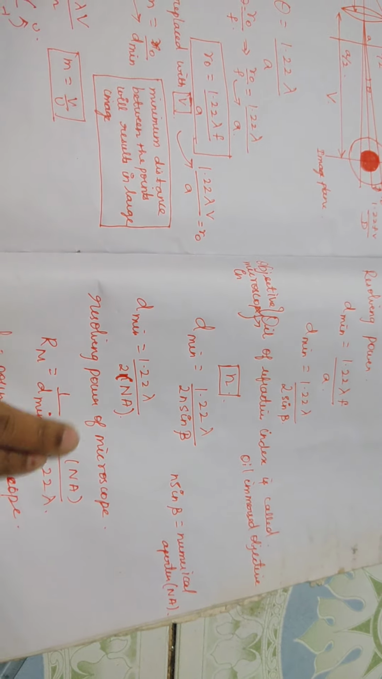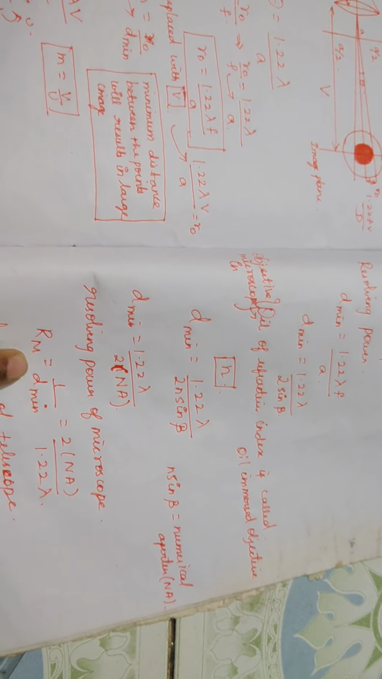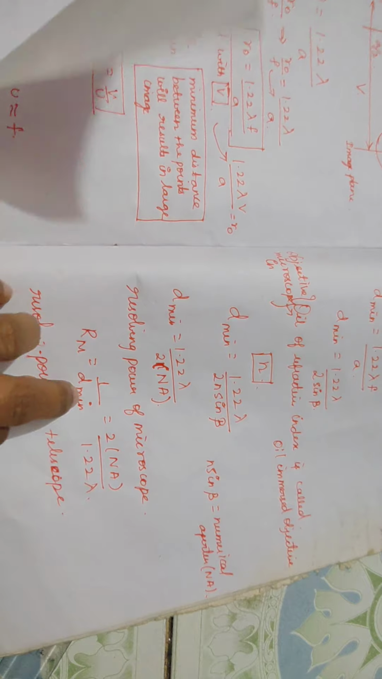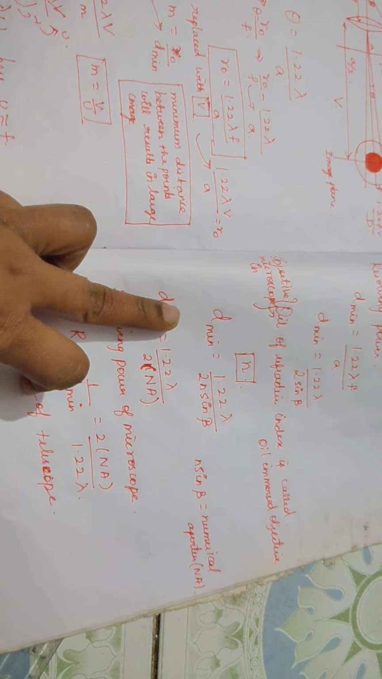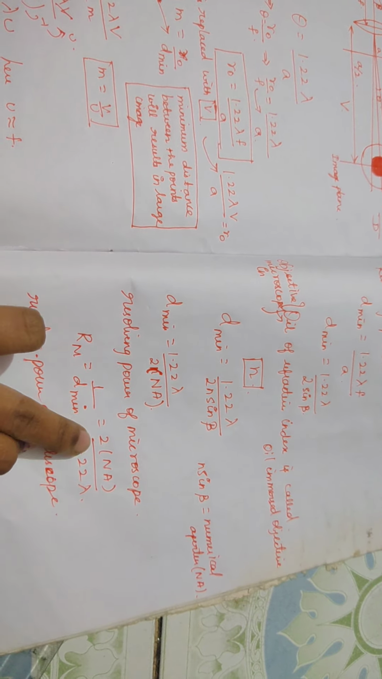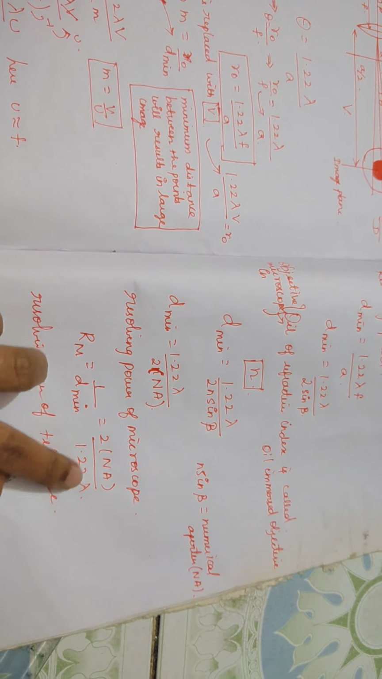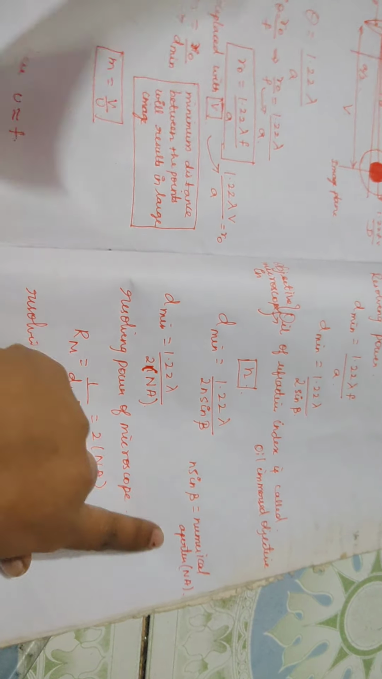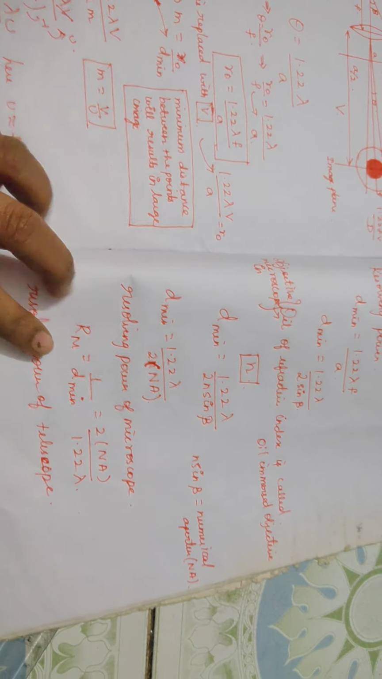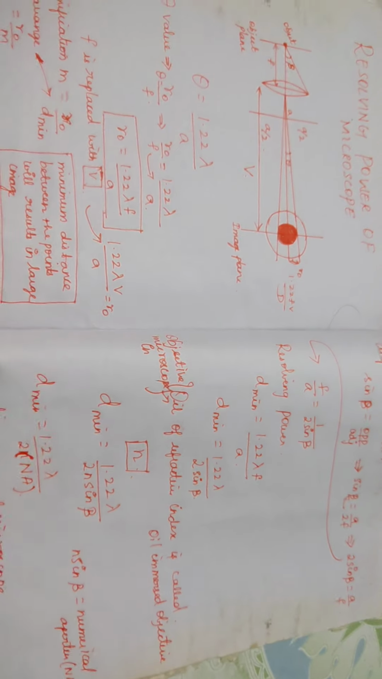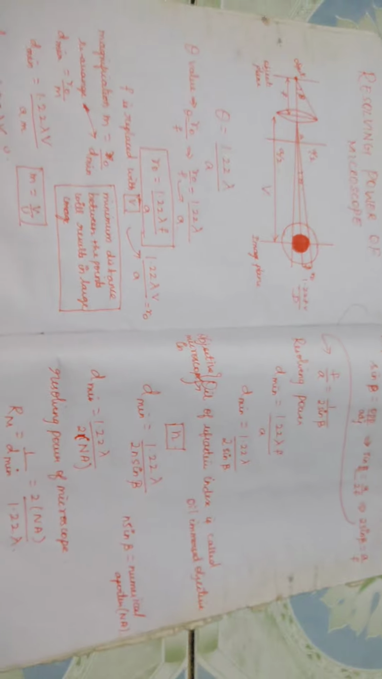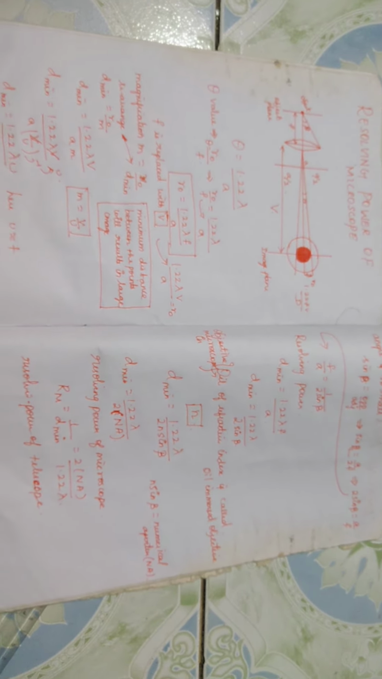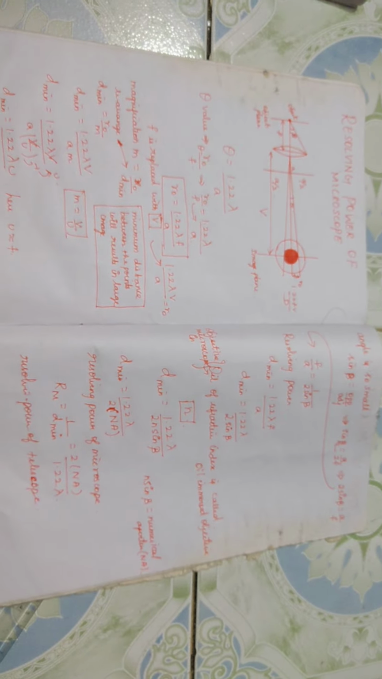Now the resolving power of the microscope: Rm is equal to 1 by D minimum, so this goes to the numerator and this to the denominator. So Rm is equal to 2 NA divided by 1.22 lambda. I have written NA because n sine beta is the numerical aperture. So now this is the resolving power of the microscope. I hope you are able to understand it very clearly. Take a screenshot and copy this in your notebook with the neat diagram.